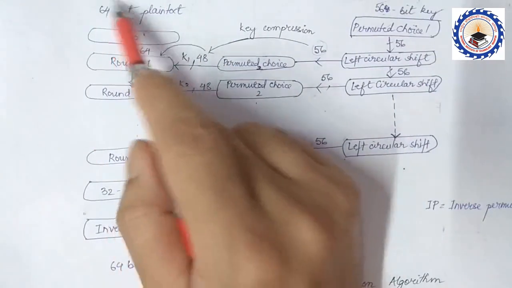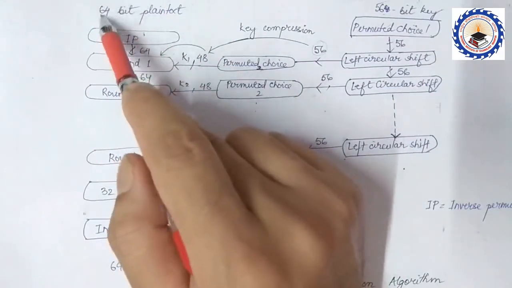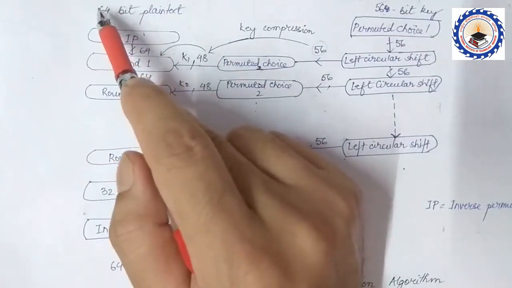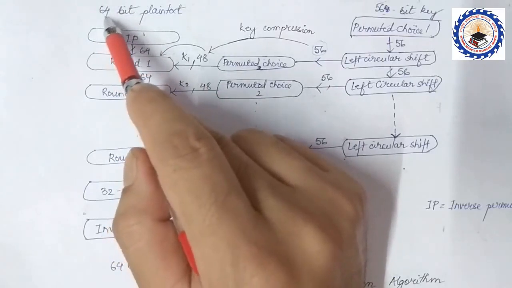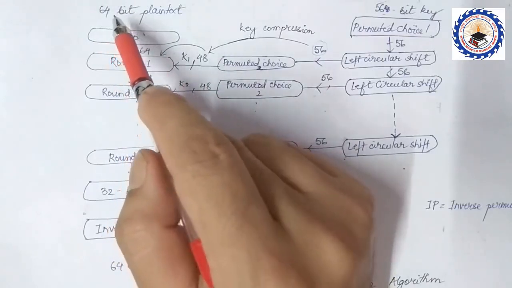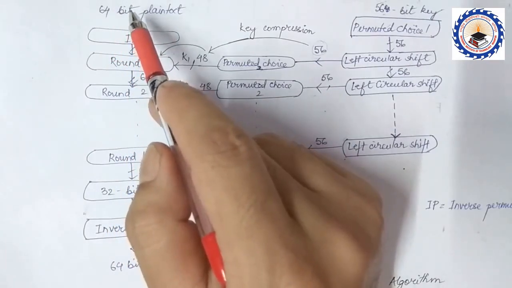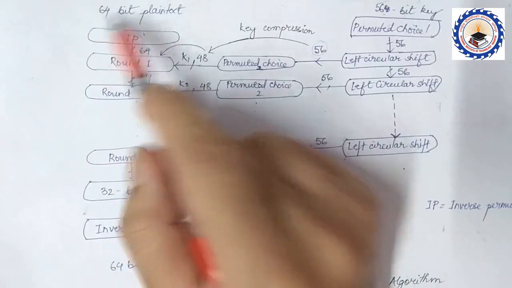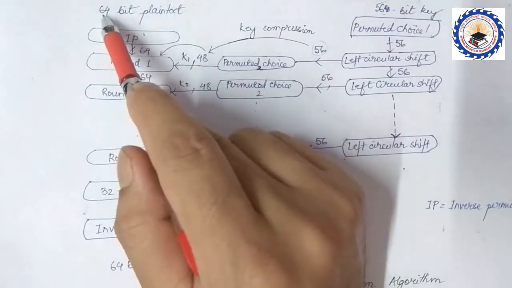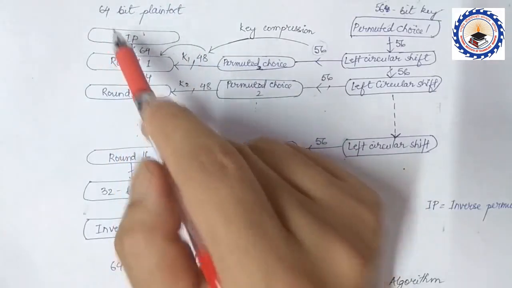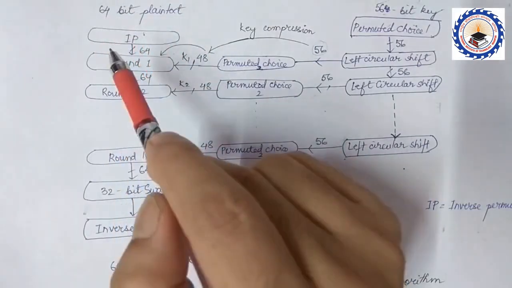Here we are not assuming the number of bits as we did earlier, but we have 64 bits in a single block of the plain text. We will be doing the encryption and decryption block by block. So a particular block consists of 64 bits, and I have written it as 64-bit plain text.